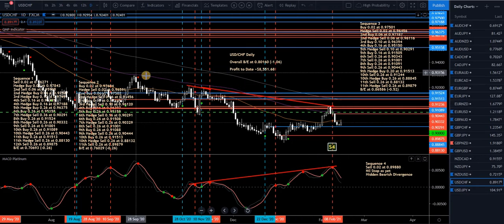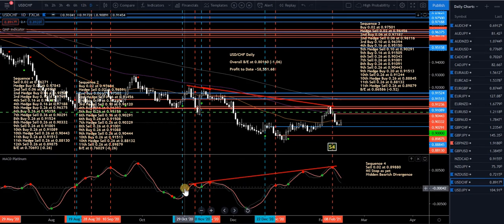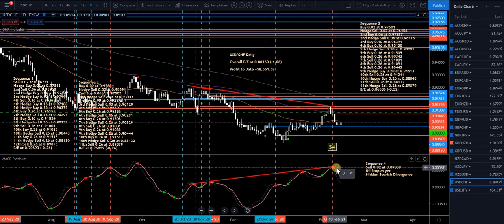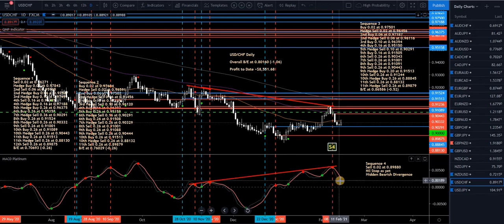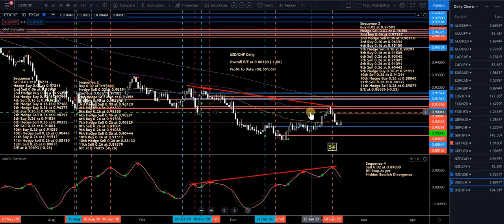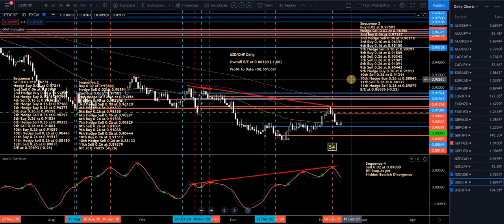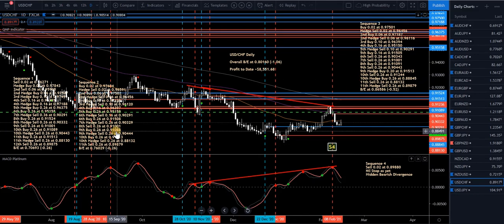So there's your lower highs on price, and there's your higher highs on the MACD Platinum. So it's definitely hidden divergence. MACD Platinum still above the zero level, heading down. So our entry was in here. The green numbers are 9.90 level. Yeah, so we're heading down now. So we're short on this, short on that, and short on that.